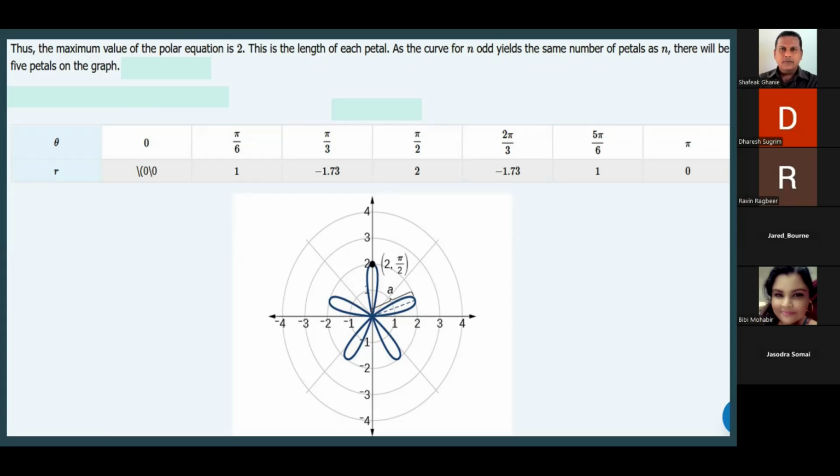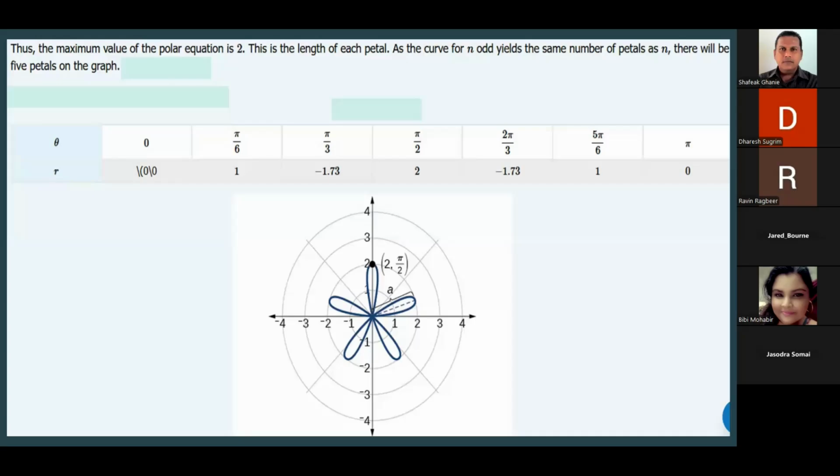So looking at our table, we have the values for theta and for r here. When theta is equal to 0, we will have r is equal to 0 as well. Then when theta is equal to pi over 6, r is equal to 1. And when theta is equal to pi over 3, r is equal to negative 1.73.